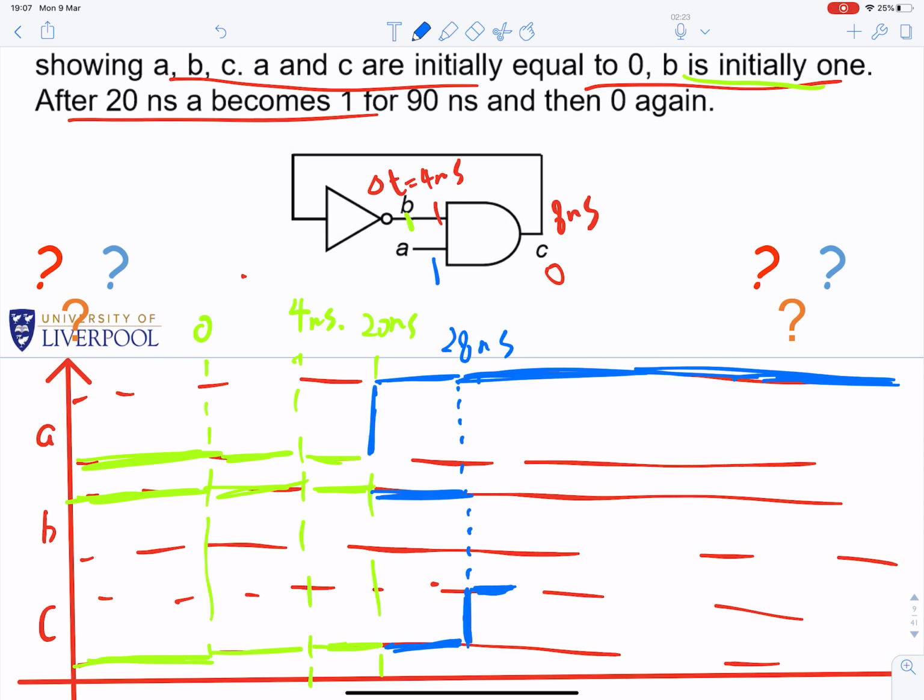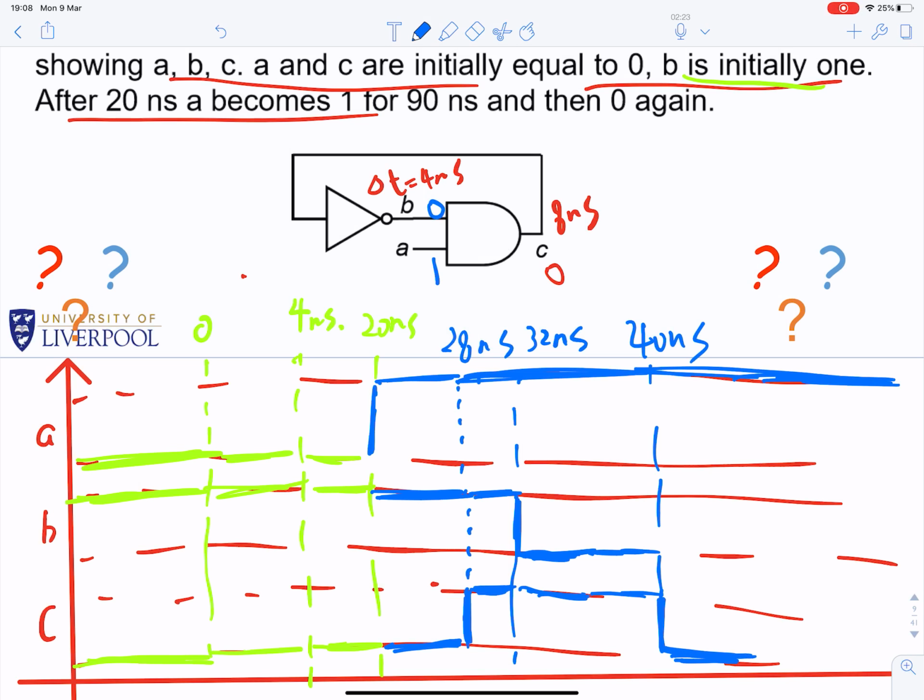So what if B is going to be changed, right? So it's gone after 4 seconds. So this is going to be 30 milliseconds. After 4 seconds, B is going to be 0. So if B comes to 0, C is going to come to 0 after 8 seconds. Okay, it's going to come to 0.